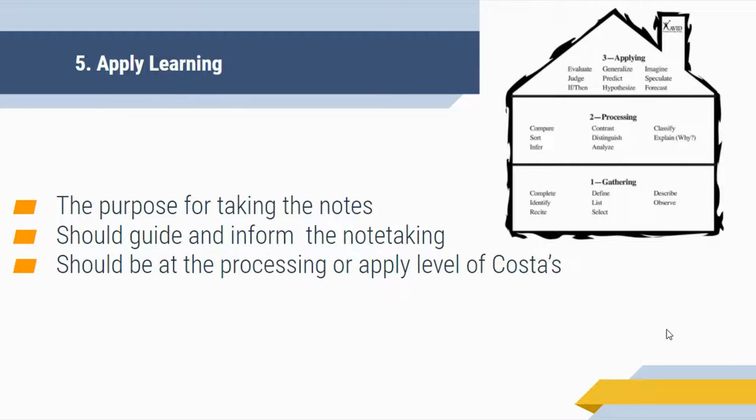The way that we are asking students to apply their learning should be at least at the processing, if not the apply level of COSTAS. So we want our students maybe comparing, maybe distinguishing, maybe analyzing, or we might want students speculating or imagining or evaluating. These are all the higher level tasks that we want our students doing.